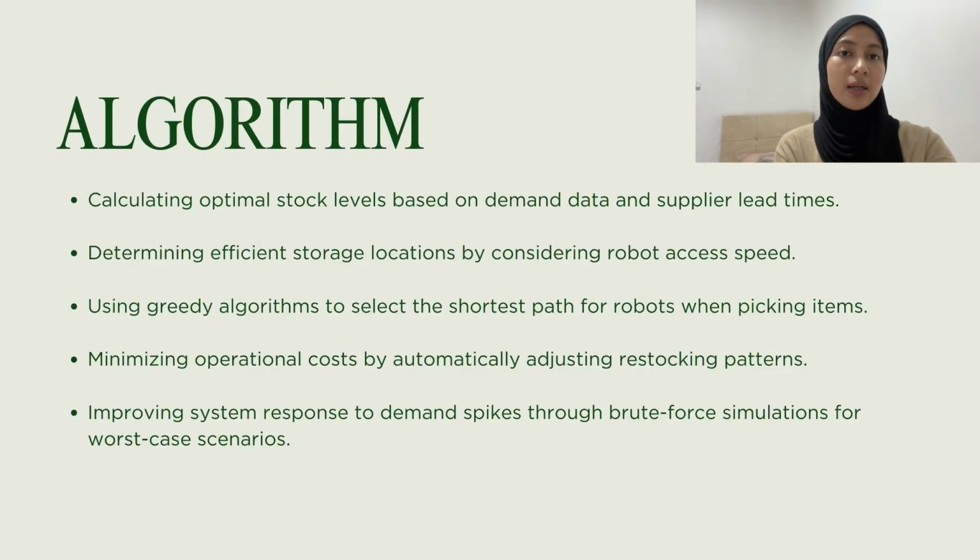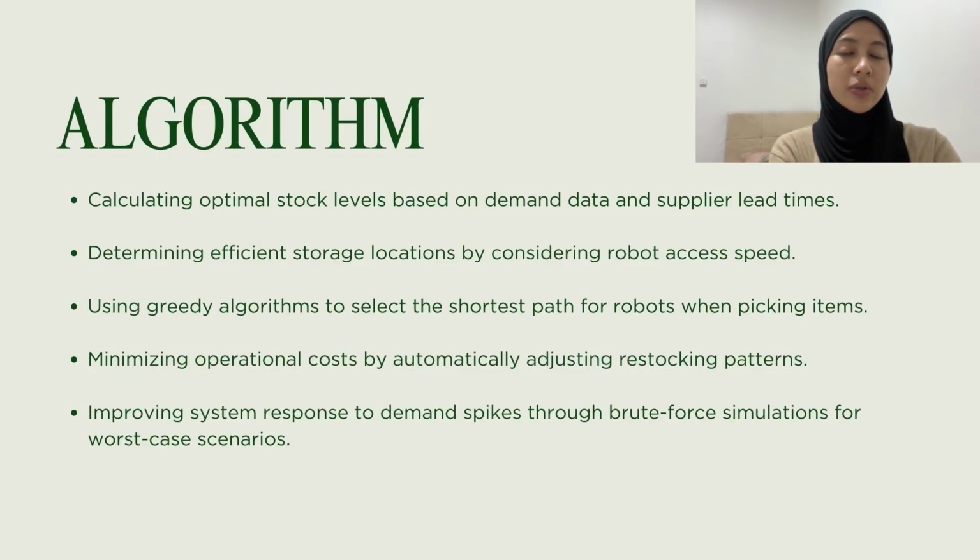Next, we determine the most efficient storage location. This is by considering the robot access speed, ensuring that the robots can pick items quickly and efficiently without unnecessary delays. Third, using greedy algorithms for path selection. The algorithm uses greedy algorithms to select the shortest path for robots when picking items. This minimizes the time spent navigating the warehouse, improving operational speed.